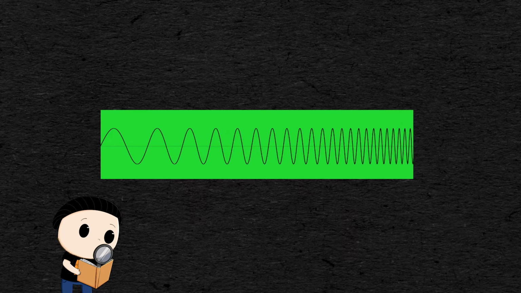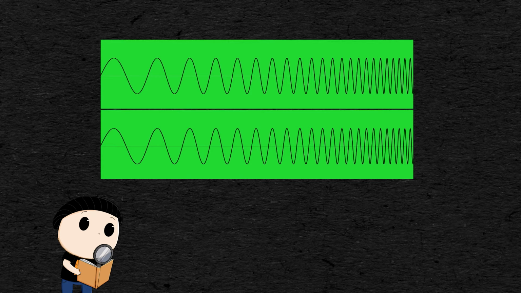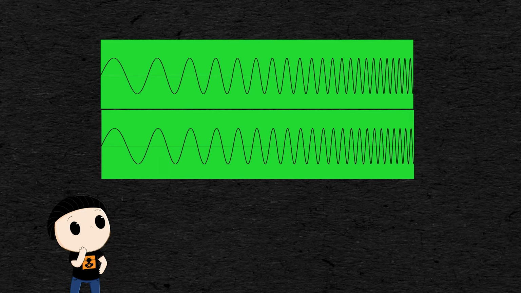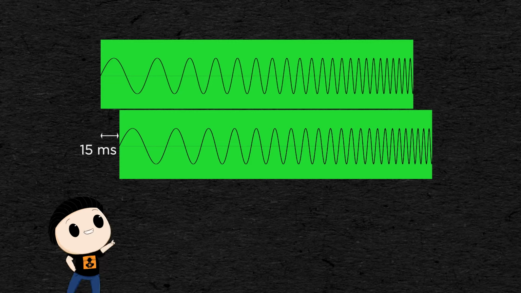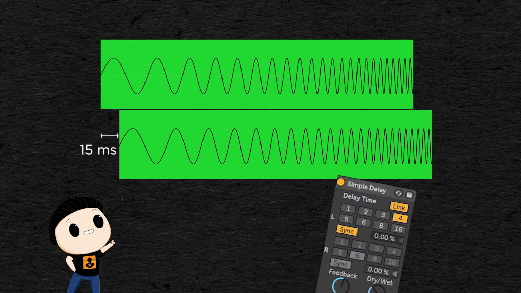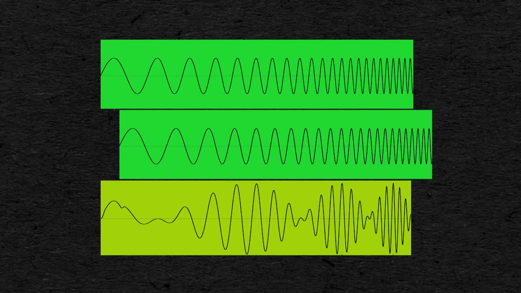When a signal goes through a flanger, it is duplicated into two copies. One is played back as is, and the second is delayed slightly. It's generally a very small delay time, like below 15 milliseconds late compared to the dry signal. So up to now, it's really like a delay effect. These two signals are then layered, and this creates some phase cancellation and amplification.